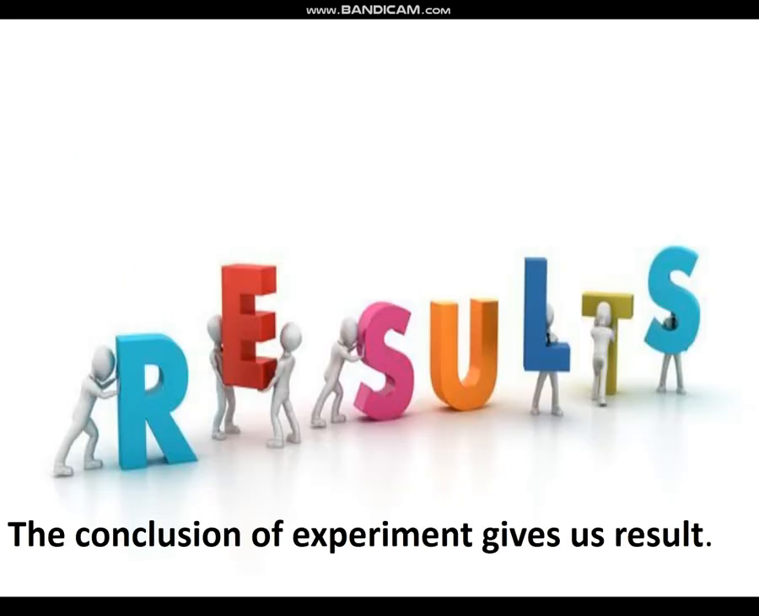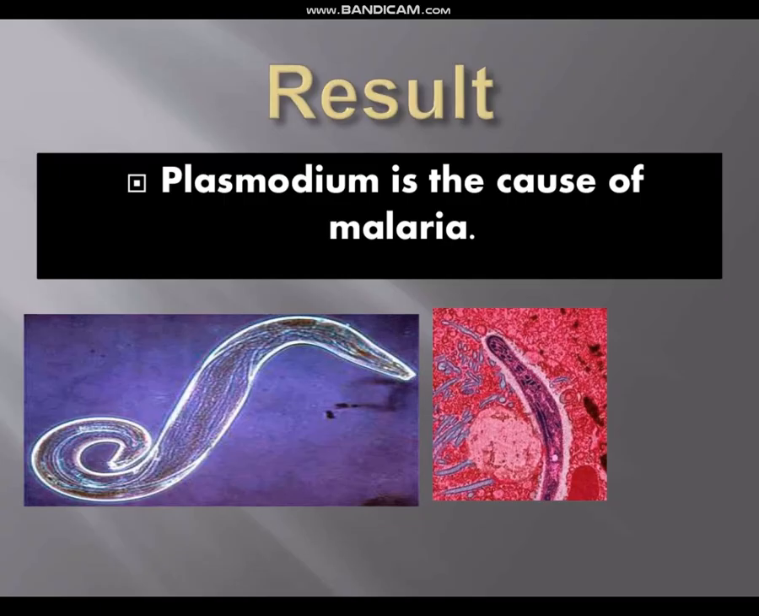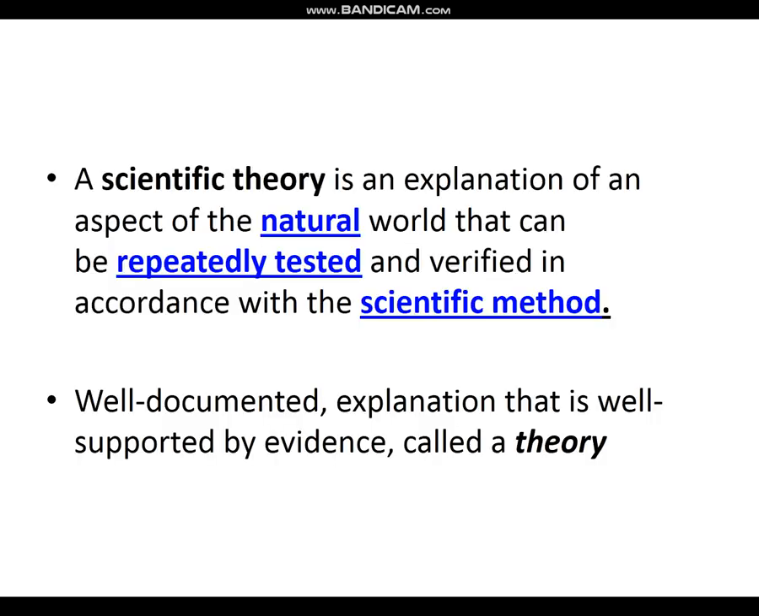After experimentation, we come to the result. Result is the conclusion of experiments. The result is, as I told you previously, that the experimental group has plasmodium in their blood, and plasmodium is a protozoan. After the result, we compile a theory. Theory is a well documented explanation. A well documented explanation means observation, hypothesis, deduction, and result all compiled together in a single statement, and that is supported by evidence.